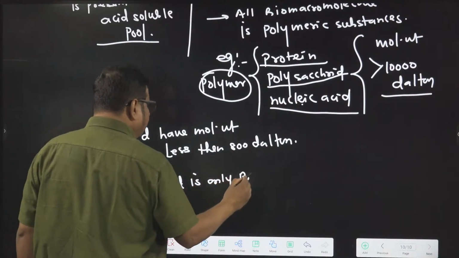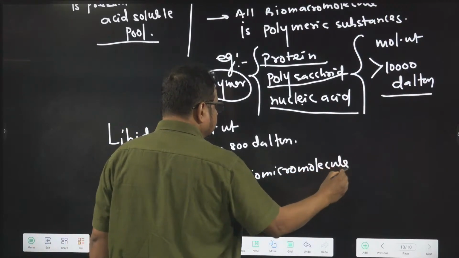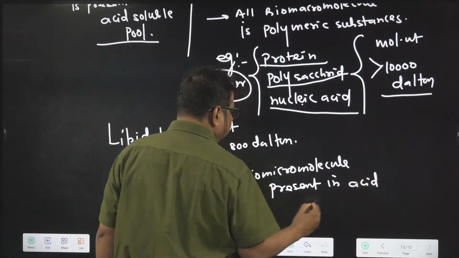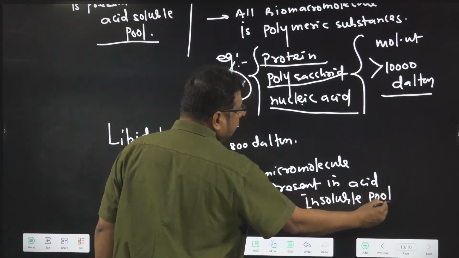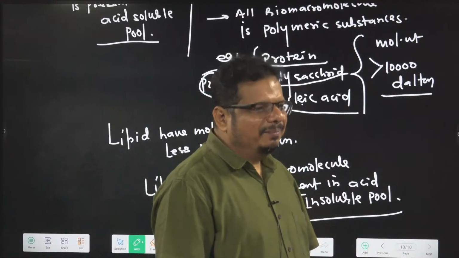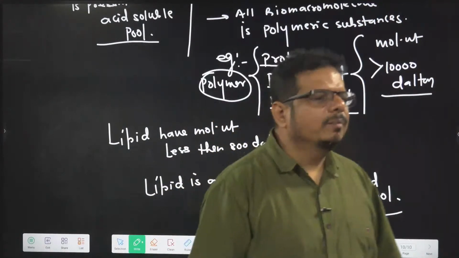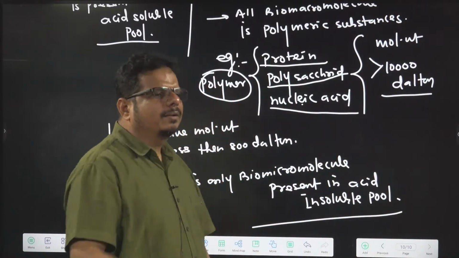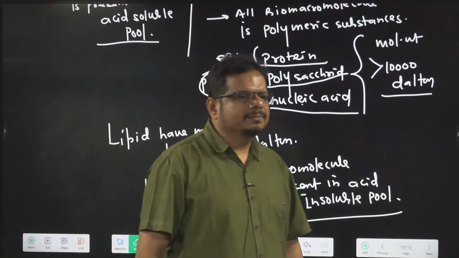present in the acid insoluble pool. And what is present in the acid insoluble pool is called what? Macromolecule. The exception is there, that is what? Lipid. And that is the reason NCERT wrote, lipid is not strictly a which one? Biomacromolecule. Because it is present in the acid insoluble fraction along with biomacromolecules, but its molecular weight does not justify the definition of the macromolecule.